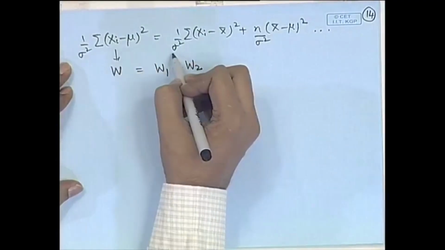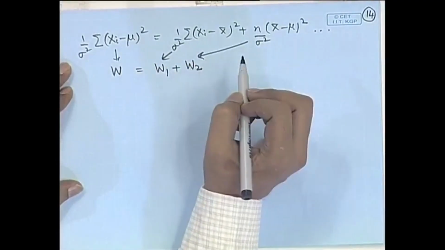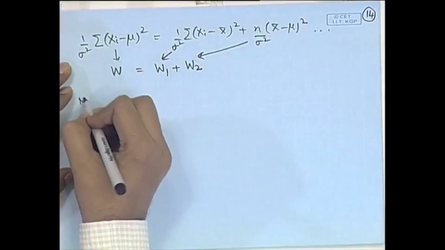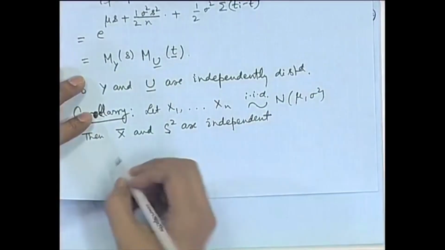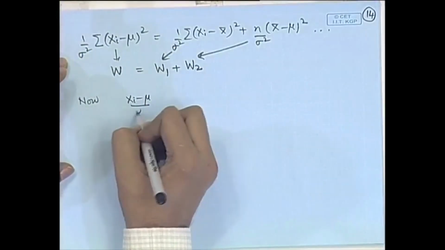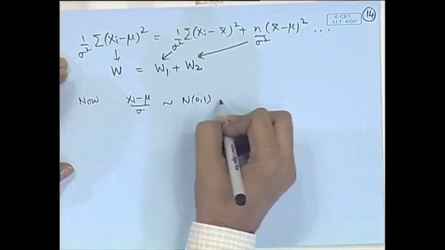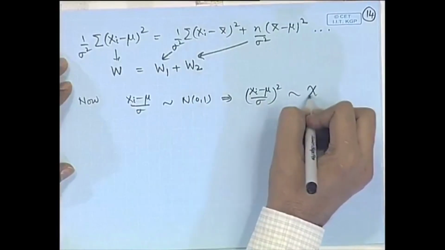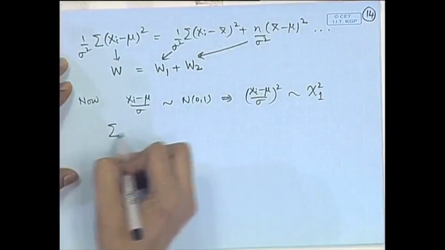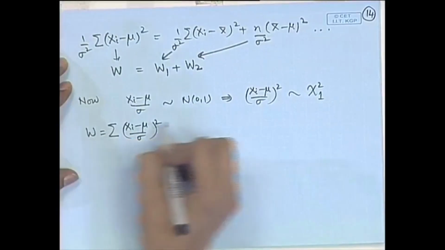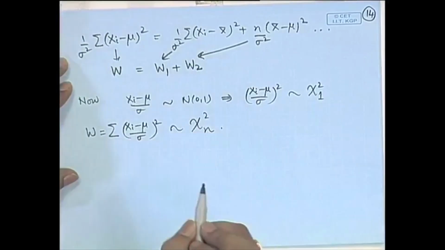So, this is w variable, this is w 1 variable, this is w 2 variable. So, now if I have x i following normal mu sigma square, then (x i minus mu) by sigma follows normal 0, 1. So, this implies that ((x i minus mu) by sigma) whole square follows chi square 1, and therefore, the sum of these, that is sigma ((x i minus mu) by sigma) whole square, that is w, will follow chi square distribution on n degrees of freedom.